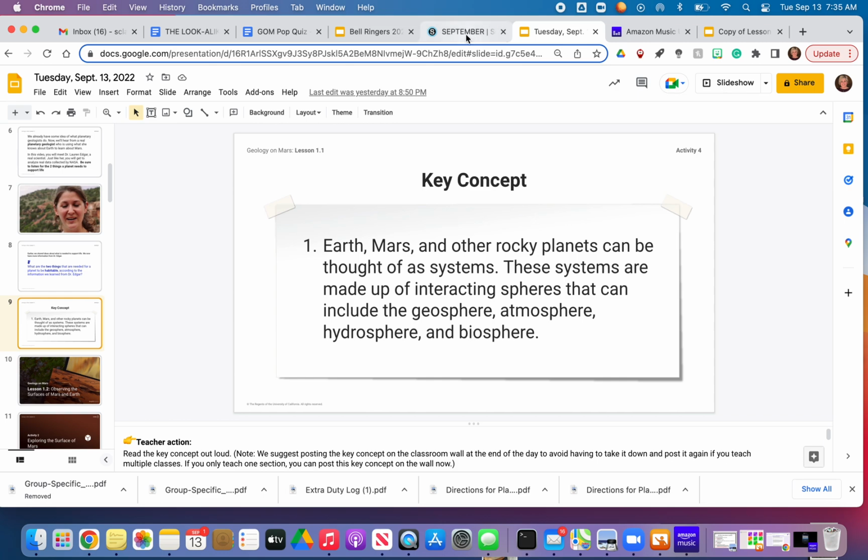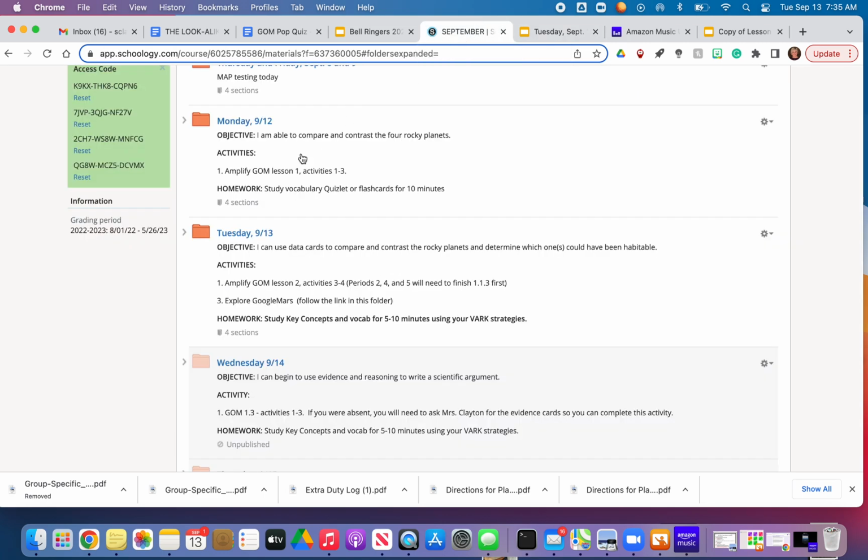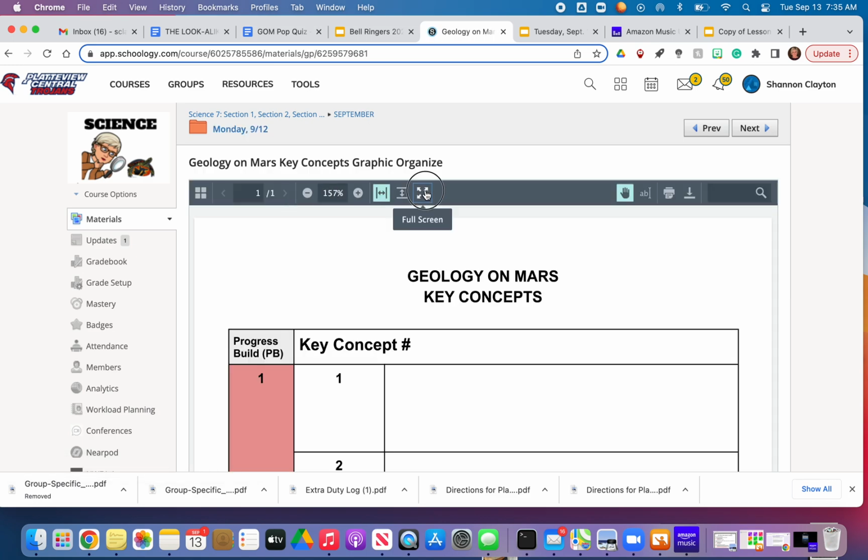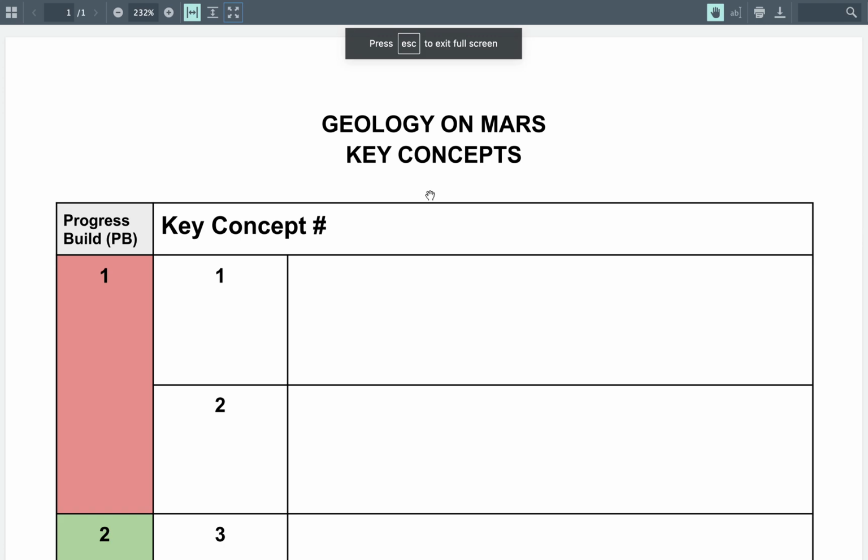And if you don't have that graphic organizer, I put it in yesterday's folder too. So go ahead and open up yesterday's folder. Here's the graphic organizer for the key concepts. And then copy that into your Good Notes folder for Geology on Mars. And then you're going to write that key concept right there.